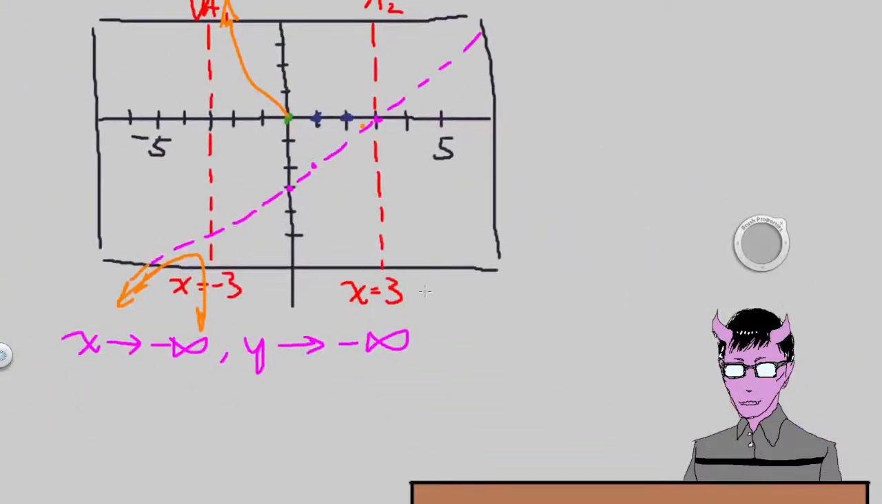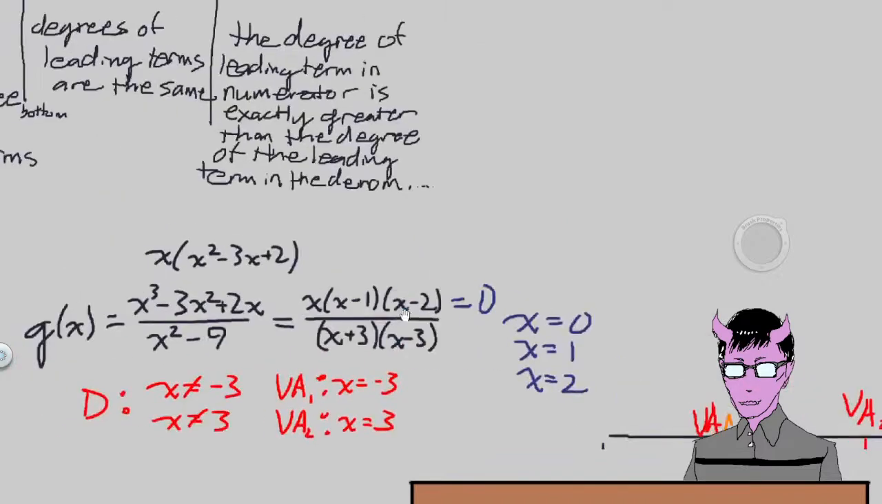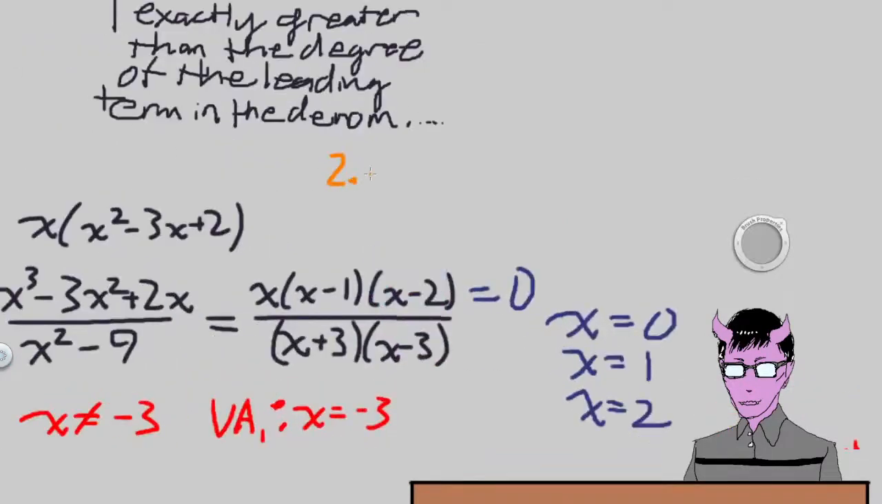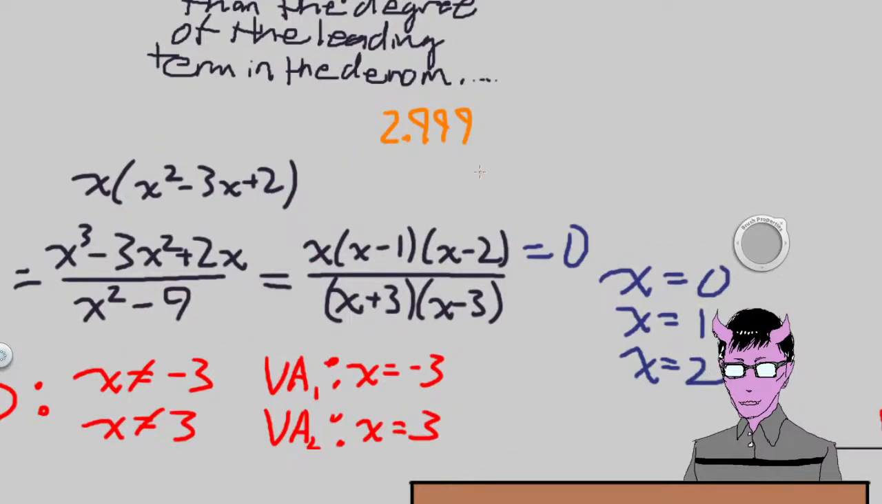Again, we can't plug in 3 directly into our function. It will break our function. So we plug in something very close to 3 that's slightly below it. So 2.999 is the idea. If we plug that in, what happens?